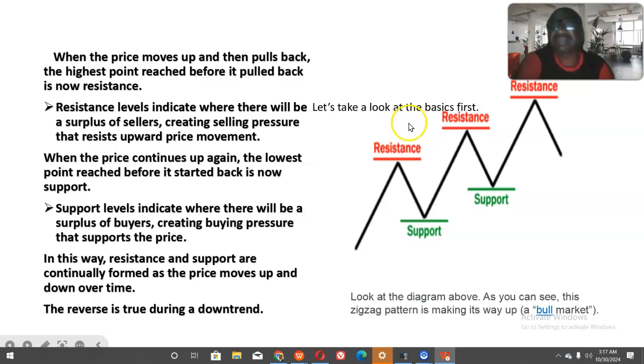So what is resistance? When price moves up and then pulls back, the highest point reached before the pullback is known as our resistance. Price moves from here and gets to this place. Before pulling back, the highest level that price moves to is our resistance. And when it pulls back, the lowest place where it dropped before continuation is known as our support. So here, this is resistance, this is support. Now, when price closes and passes this level, this resistance has been turned to support.